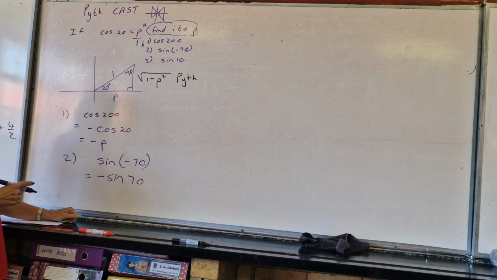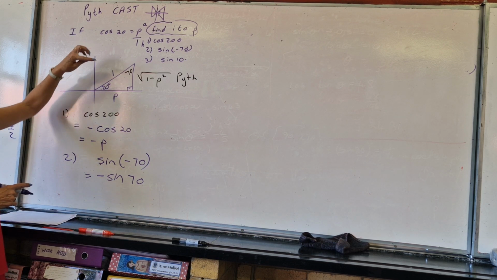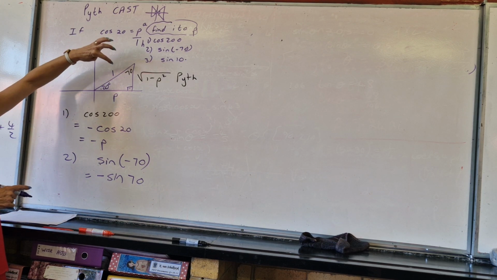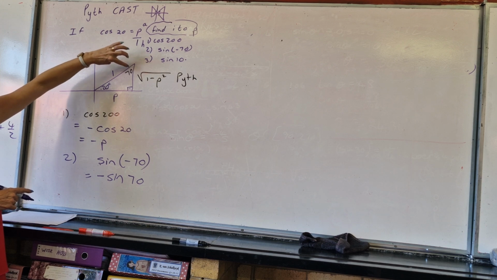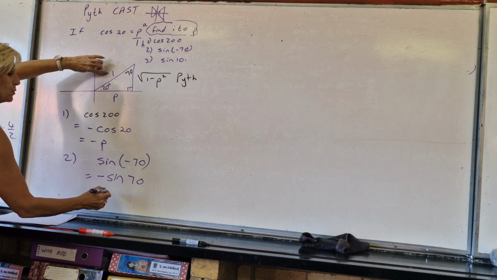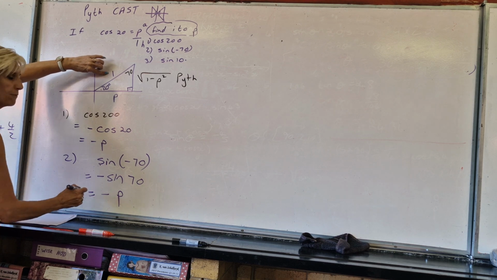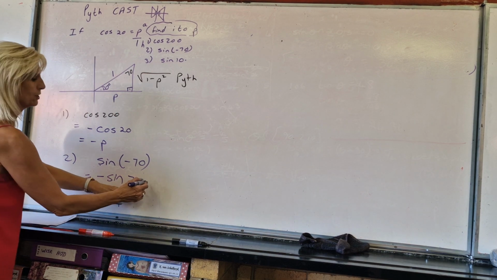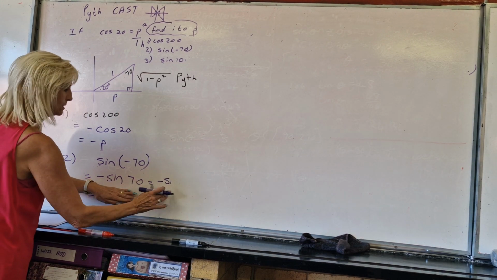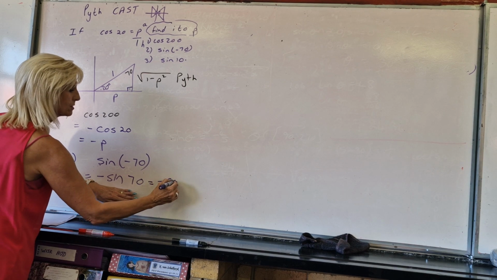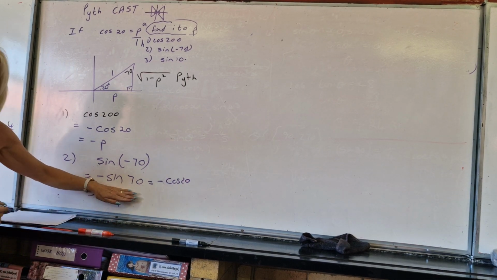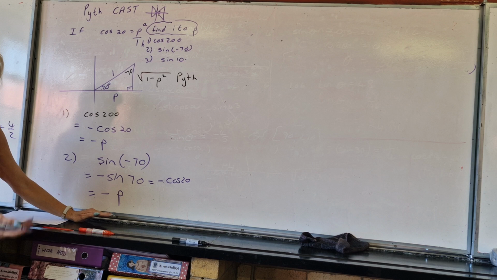And then to work out sin 70, can I just read it from the graph? Yeah, because then I'm standing there. And sin is opposite over hypotenuse, which would still be negative p. Or if you wanted to, alternatively, say minus cos 20, which would still be negative p, alternative.